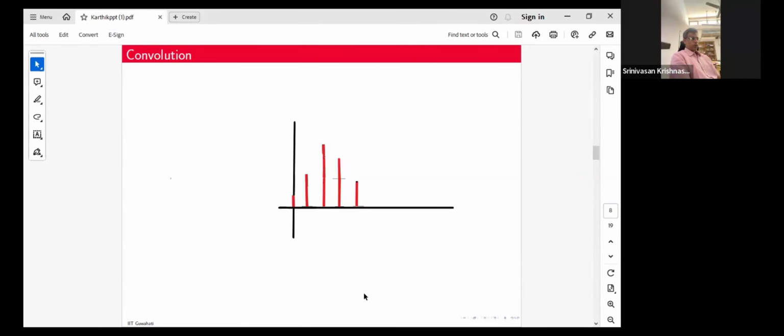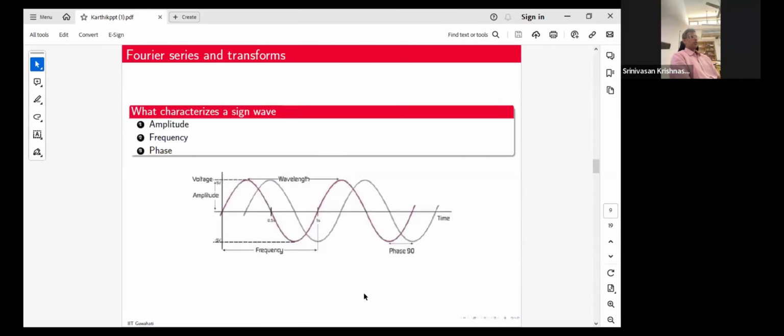Let's see what frequency response is. Before we go into what a frequency response of a system is, we need to see what the different things are that characterize a sine wave. Any sine wave or any sinusoidal oscillation has three defining characteristics. It has an amplitude, that is how loud a signal is.